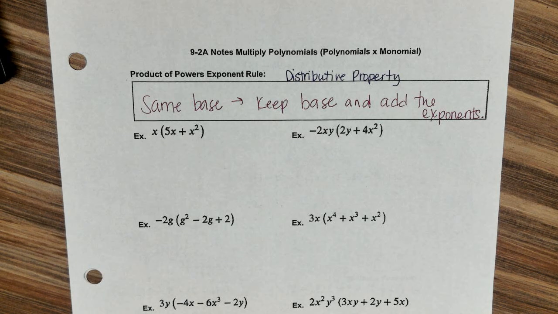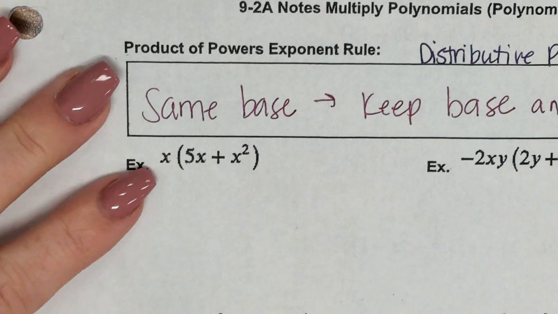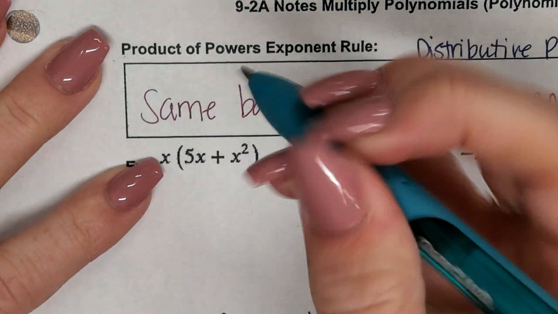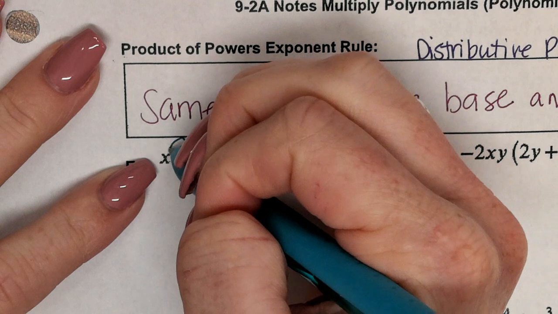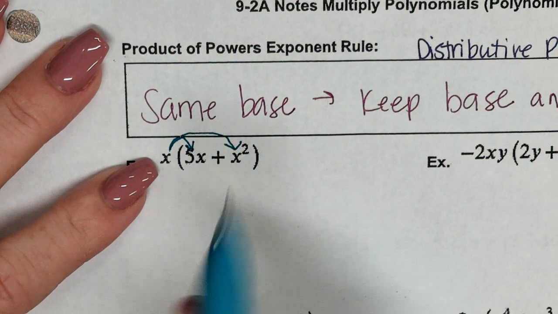Now today we're going to do a monomial on the outside of the parentheses, so one term, and then times multiple terms on the inside of the parentheses, okay? All right, so let's get started. Look at the first example. You are going to take x and multiply it by everything in the parentheses. And you're just going to keep the sign that goes in the middle.